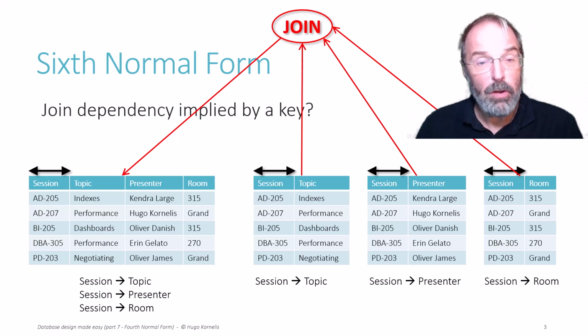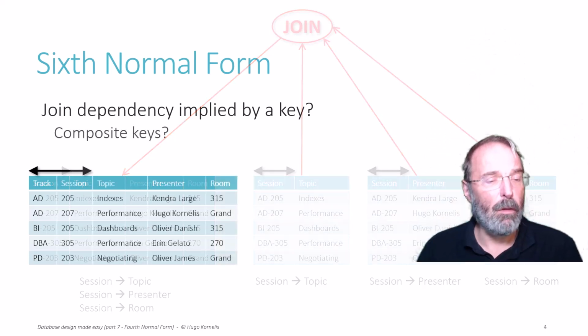Now at this point you might think that 6th normal form means that all tables have just 2 columns. That is not correct. The thing is, sometimes keys are composite.